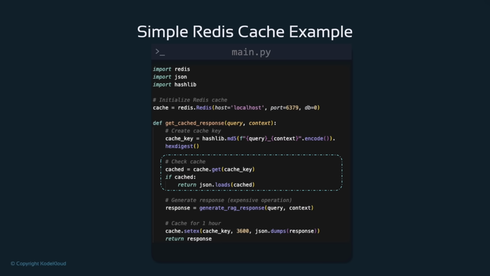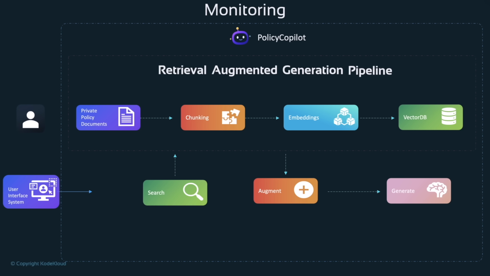We check the cache first. If we find a cached response, we return it immediately. If not, we generate the response using our normal RAG pipeline, then store it in the cache with an expiration time. The TTL, or time to live, is crucial. We want to cache long enough to get performance benefits, but not so long that the data becomes stale. For policy documents, an hour might be appropriate. For more dynamic content, we might use shorter times.